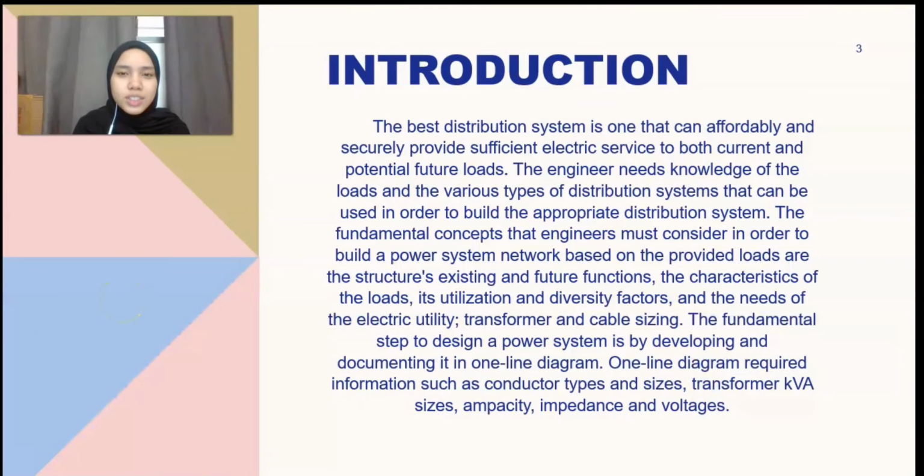So for introduction, the best distribution system is one that can affordably and securely provide sufficient electric service to both current and potential future loads. The engineer needs knowledge of the loads and the various types of distribution system that can be used in order to build the appropriate distribution system.